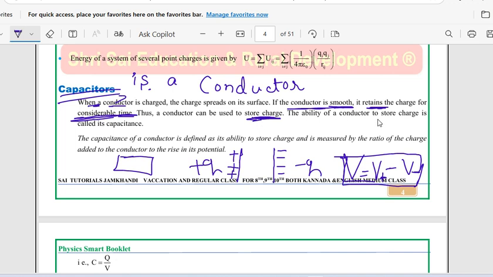The ability of a conductor to store charge is called capacitance. I have told you that a capacitor is a device that stores electric charge in the form of electric potential energy. The potential difference between the two plates is denoted as V, the potential of a capacitor.